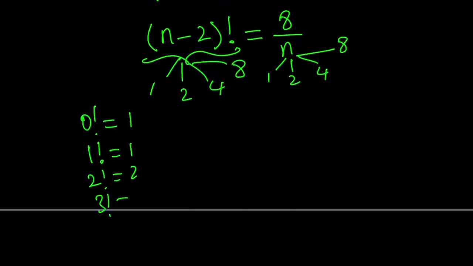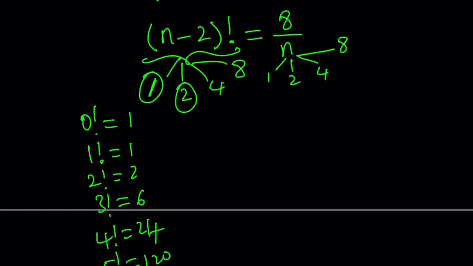3 factorial is 6. 4 factorial is 24. 5 factorial is 120, right? So 1 is a factorial, yes, that works, sort of. 2 is a factorial, so these are factorials, but 4 is not a factorial because there's no factorial between 2 and 3. Maybe 2.5, but we're looking for integer solutions, and I'll show you on the graph what happens if n is not an integer. But if n is an integer, then 4 and 8 will not work. So those are the only possibilities.